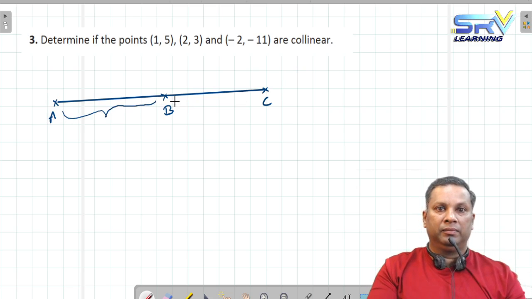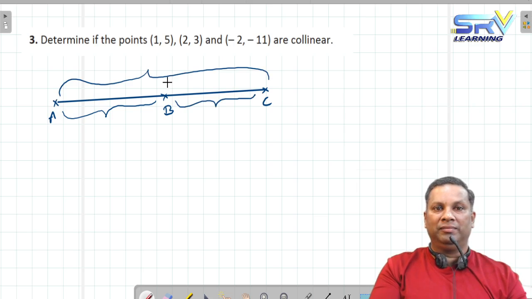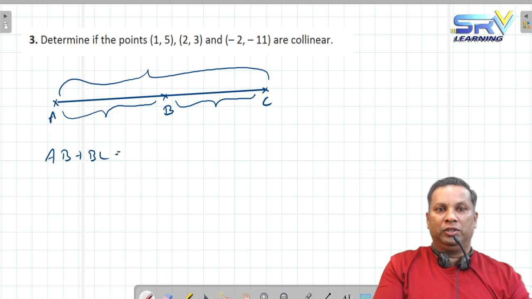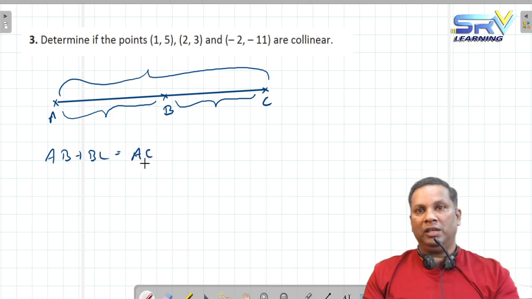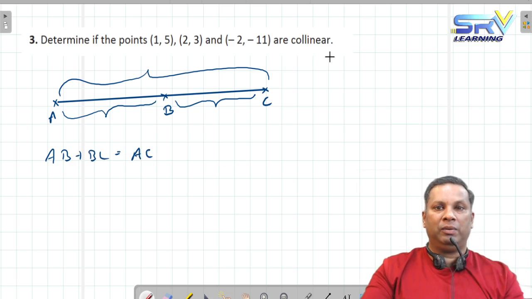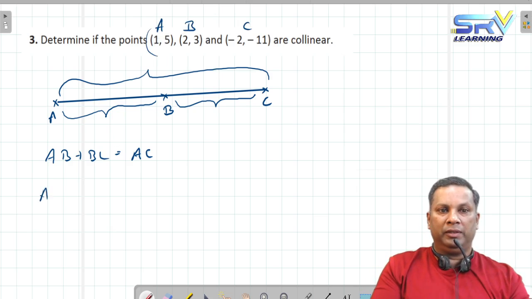distance between AB plus distance between BC should be equal to distance between AC. So you know that AB plus BC should be equal to AC. If this happens, then all 3 points are on the same line. So let us check whether these 3 points are on the same line. So let us first check distance. Let this be A, this B, and this be C. So let us first find the length of AB.